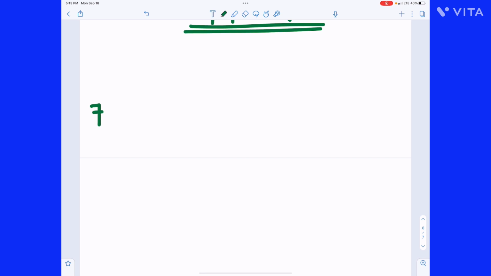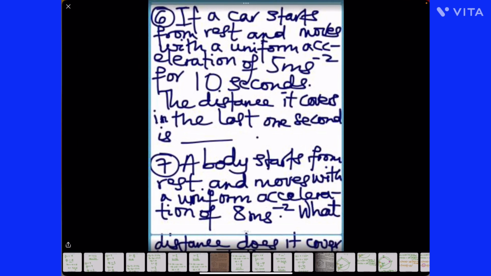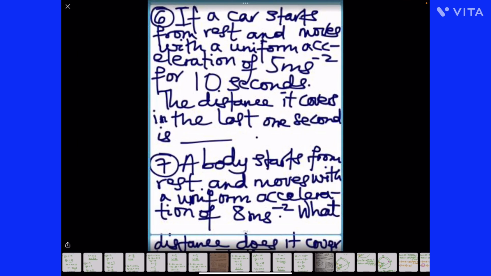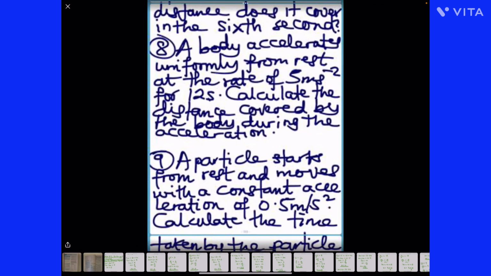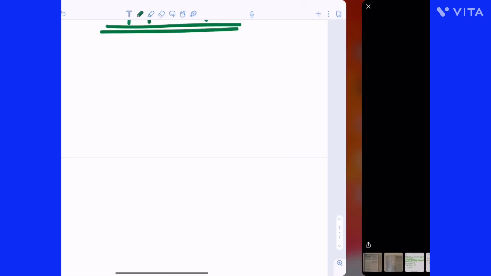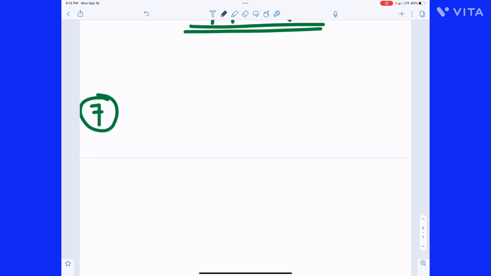Let's go to question 7. That ends question 6. In question 7, a body starts from rest and moves with a uniform acceleration of 8 meters per second squared. What distance does it cover in the 6th second? It's the same thing as the last question. Distance traveled in the 6th second.